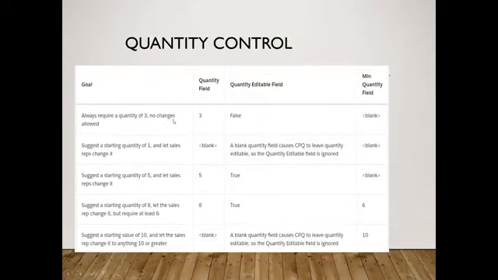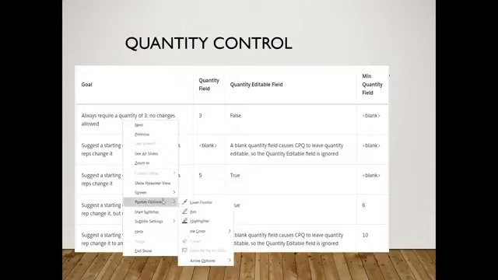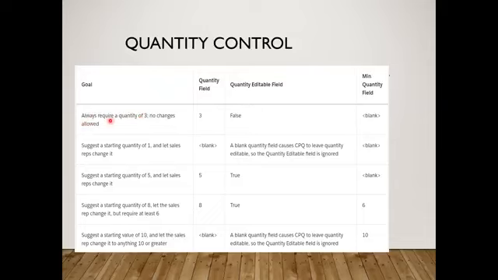So always require quantity of 3, no changes allowed. That means the quantity field should be 3, the quantity editable field should be false, and the minimum quantity field should be blank. Since this is false, that's the reason you cannot change it. By default the quantity will come as 3 and you are not allowed to change it. This is how you need to set up your first goal. Good on the first scenario?